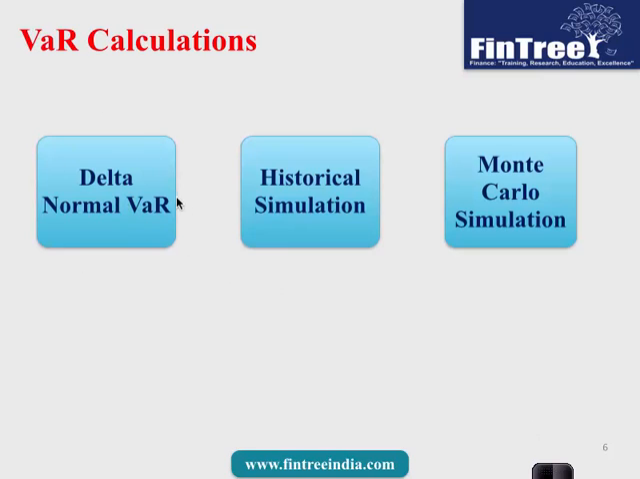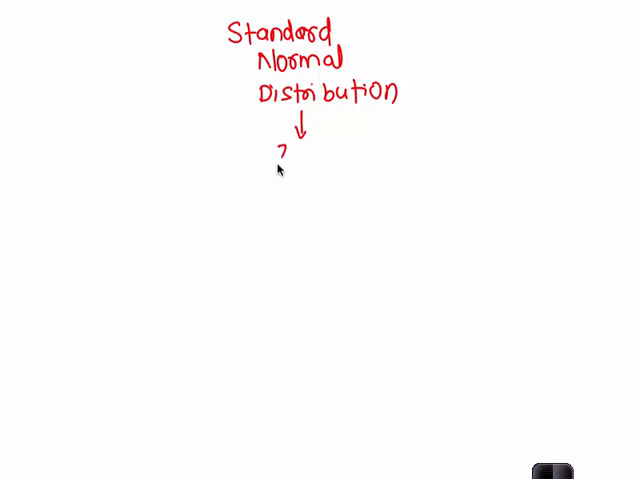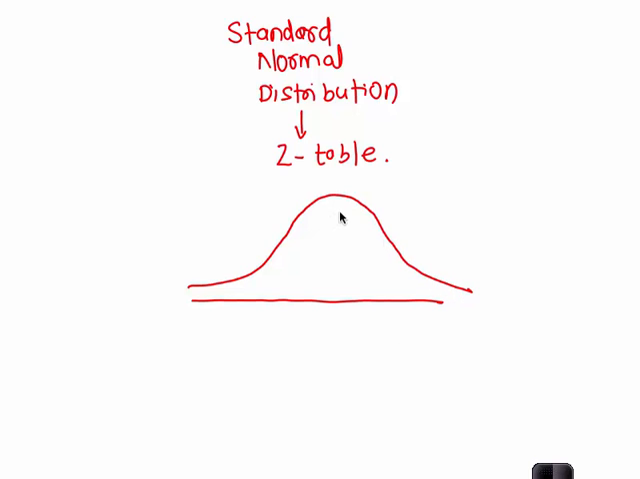Now to fully appreciate delta normal VAR, we will have to first make sure that we are comfortable with the concept of standard normal distribution. I'm sure standard normal distribution, we typically also call this a Z or Z table. What we know with standard normal distribution is that it is a perfectly symmetrical distribution. The mean of this distribution is the same as the median, which is the same as the mode of the distribution.